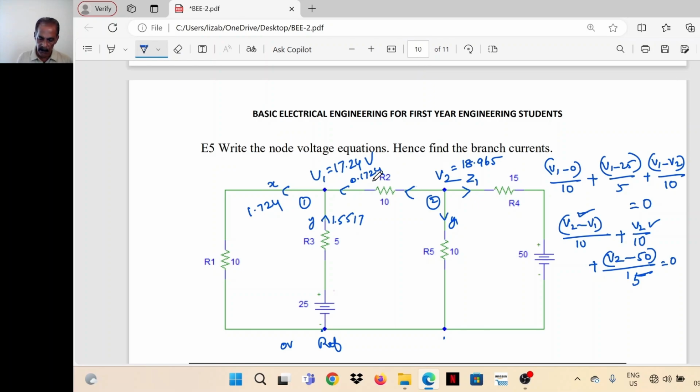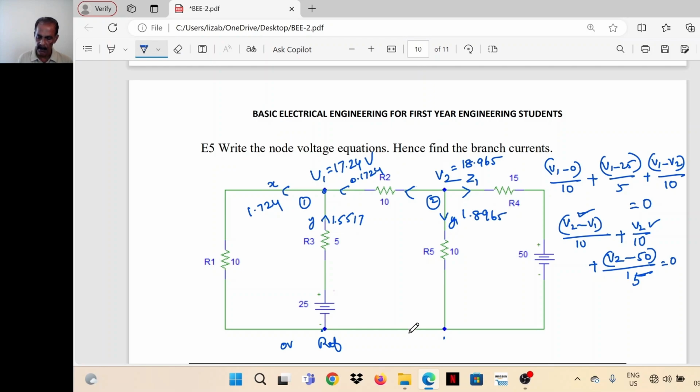So you can check: 0.1724 is coming to this junction. 1.55 is also an incoming current to the junction. 1.55 plus 0.1724 is 1.724, which is the outgoing current from the junction. That is the first node. Second node: this is 0.1724, and Y1 is 18.965 divided by 10, 1.8965. That is correct.